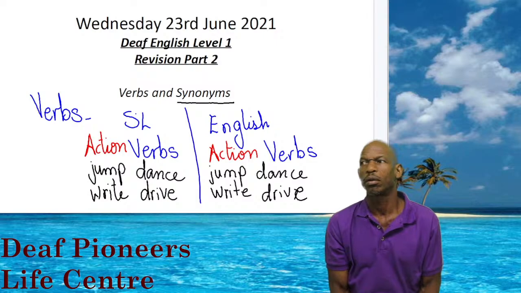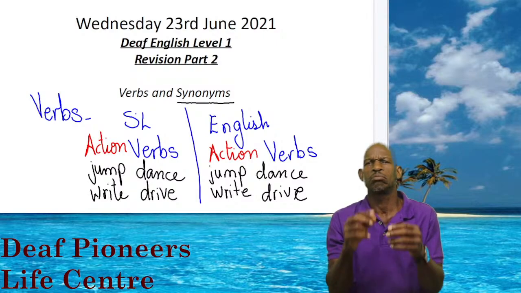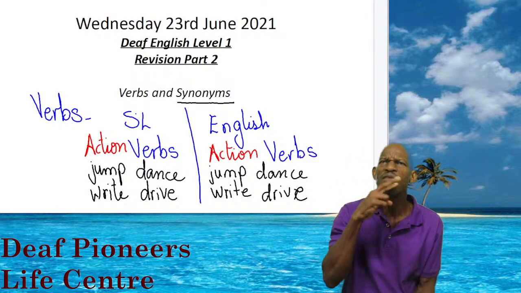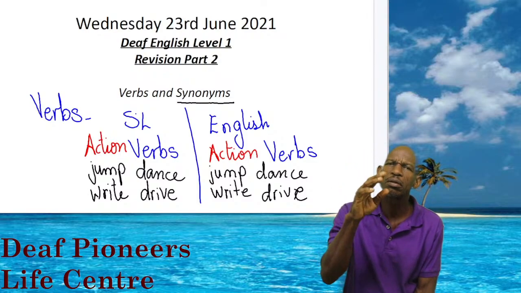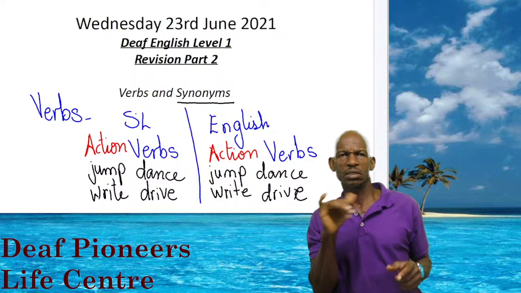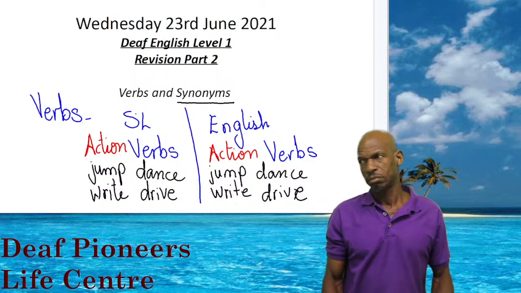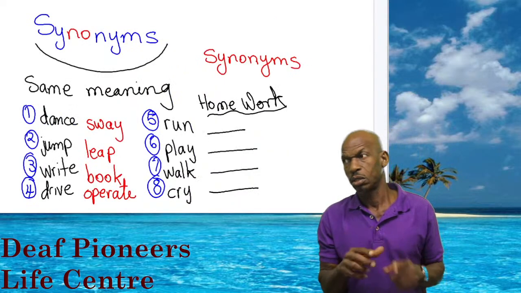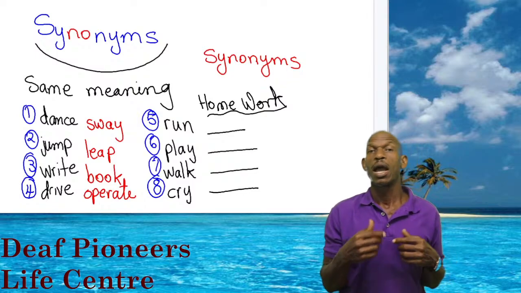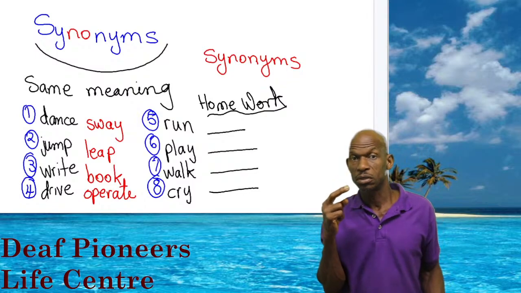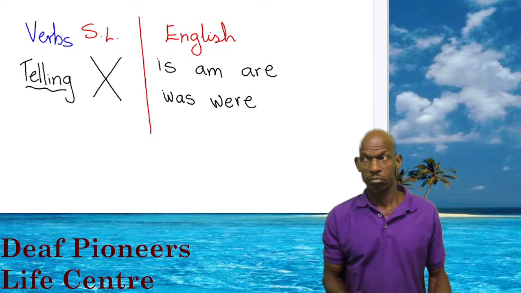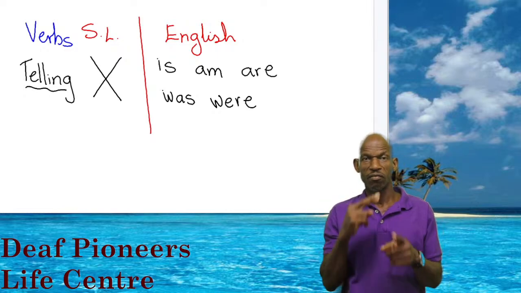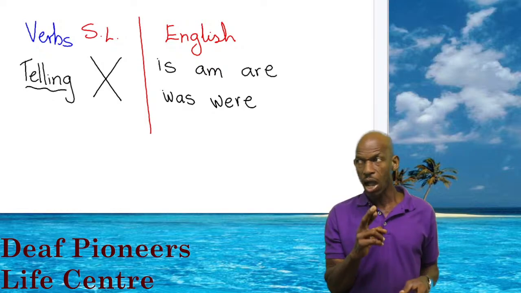I was just saying that the test is going to be quite easy. One, you need to know what is a verb. We said that in sign language we have action verbs, same as in English. Okay, so remember that. So verbs are action verbs or action words. Verbs are also telling verbs. We have telling verbs, and we have no telling verbs in sign language.